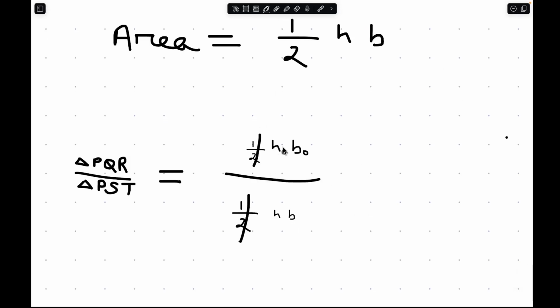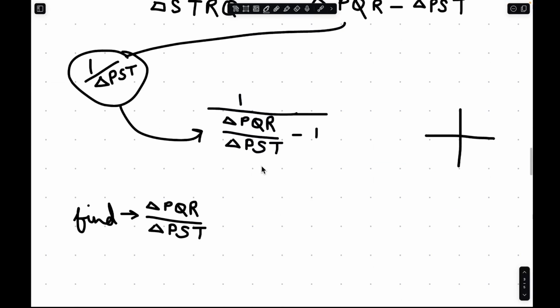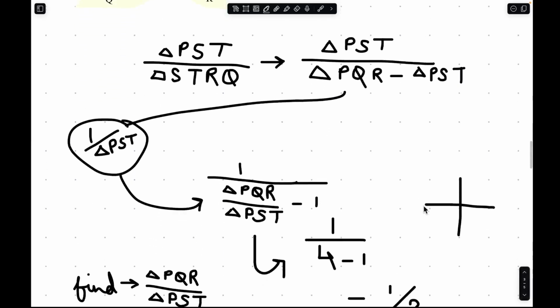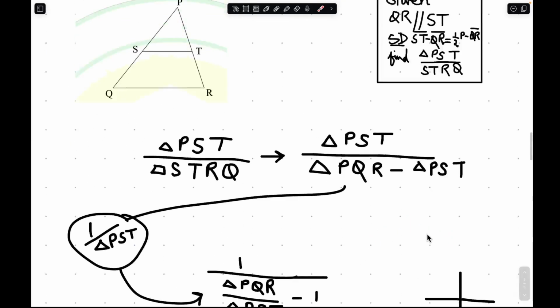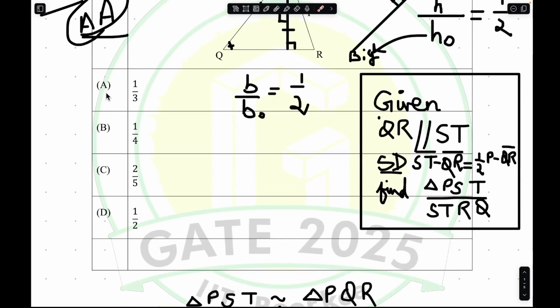H naught represents the height of the bigger triangle, that's why it is double your h, and b naught represents the base of the bigger triangle, so it is also twice, right? So let's cut this and cut this, we get 2 over here, cut this and cut this, we get another 2 over here, and that is going to give you 4, right? And we can apply this 4 over here to get our answer, and that is going to be 1 by 4 minus 1, which gives us 1 by 3. Let's see which of the options satisfy this 1 by 3, right? The first option, option A, satisfies this 1 by 3 condition, hence that is our answer.